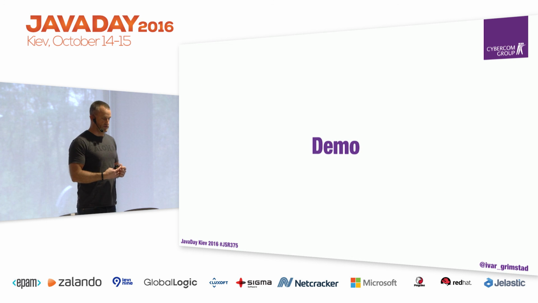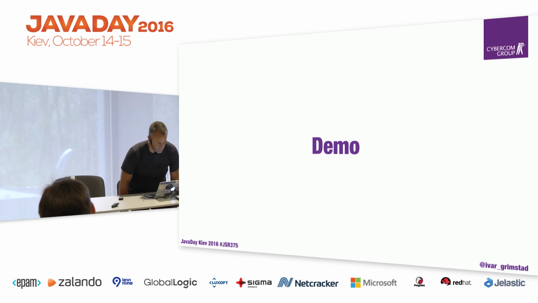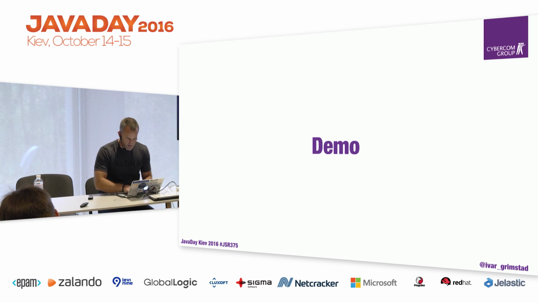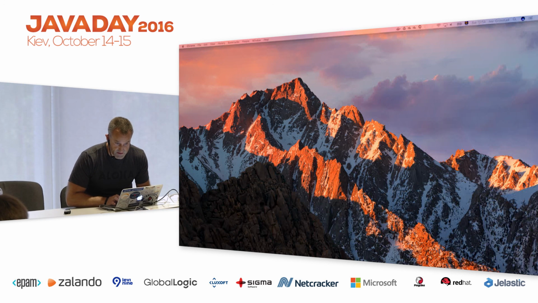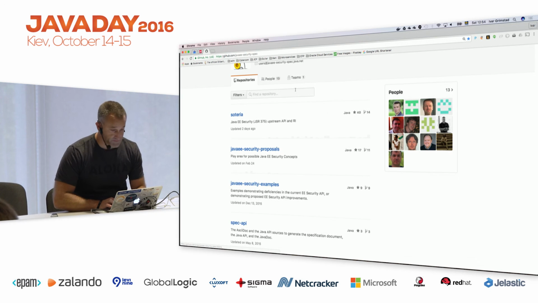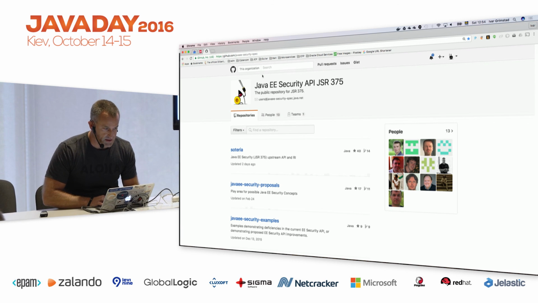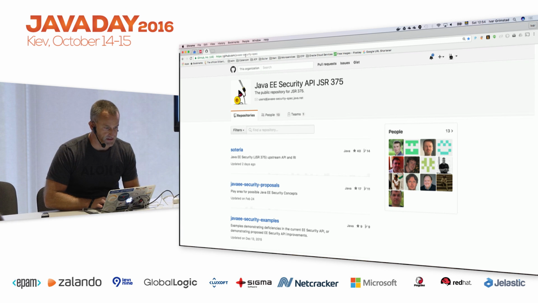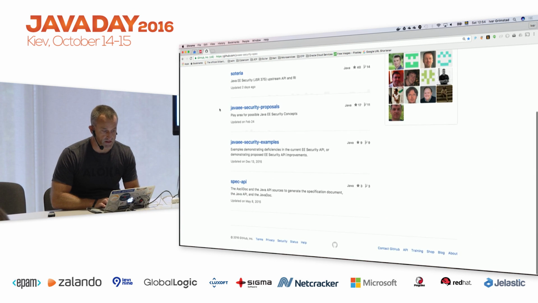That brings us over to a demo. I'll just sit down here. First of all, I want to show the GitHub repo. Okay, I'll switch screens here. There we go. We're on GitHub. It's the Java security spec. You can go in here and see everything.